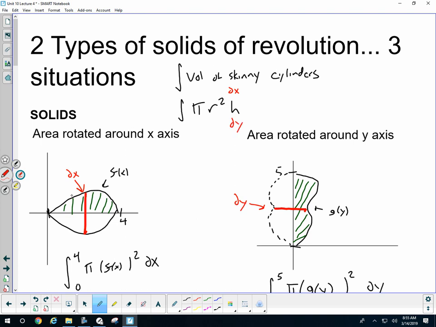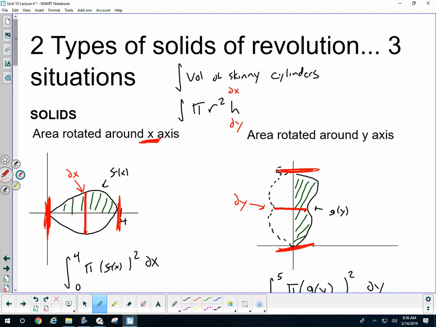You could also base that off of rotating around an x-axis, spinning things vertically. You'd end up using dx and x's. Rotating things horizontally around a y-axis, you need dy's and y's. So that's the first thing, is to understand dx or dy. If it's dx, you need x's, from an x to an x for your boundaries, from a y to a y if you're using dy. So that's the first thing you have to focus in on, x's or y's.